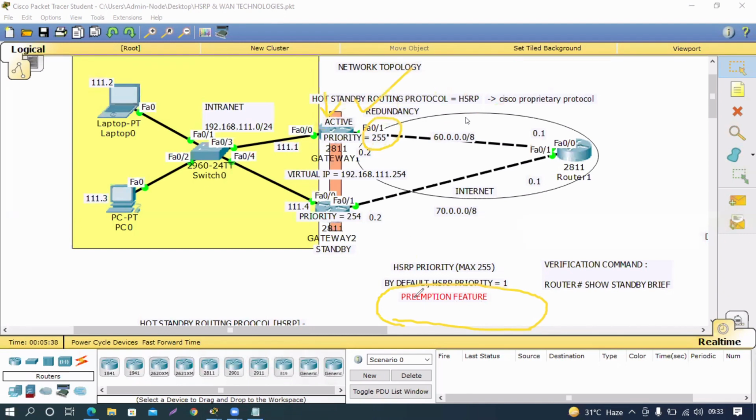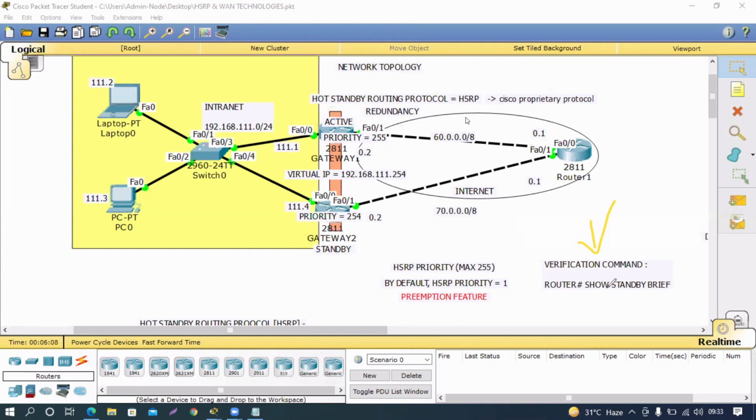Normally, without preemption, if I don't configure preemption, then when the standby router becomes active, this router needs to go down in order for the other router to become active. It cannot suddenly become active. But with the help of the preemption feature, when this router is coming back online, it will immediately become active again because of its priority. The priority always decides who will be the active and who will be the standby. This is where we have these verification commands, show standby brief, which we use over here.